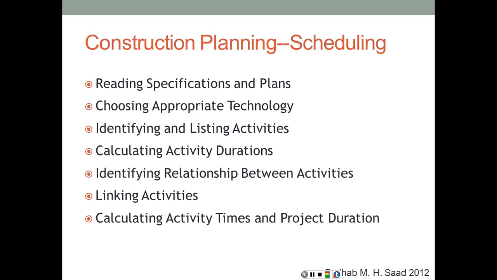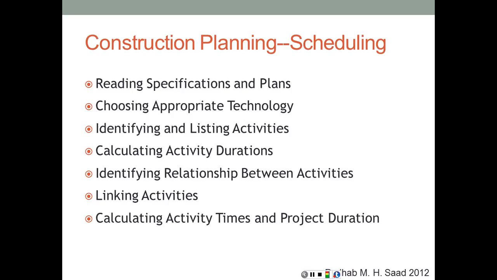Identifying the relationships between activities. So which activity comes first? What's going to be the predecessor to what? What's going to be a successor to what? Which two activities can be done at the same time? And what kinds of lags and overlaps, what kinds of constraints are going to govern the relationship between activities? All of that has to be involved.